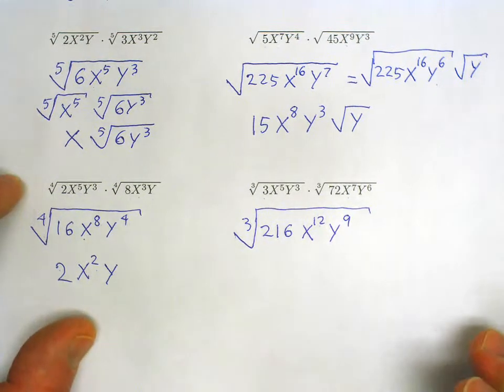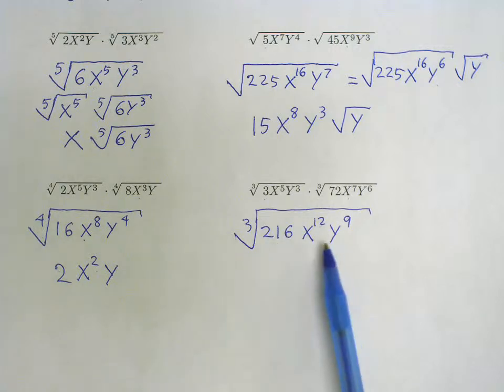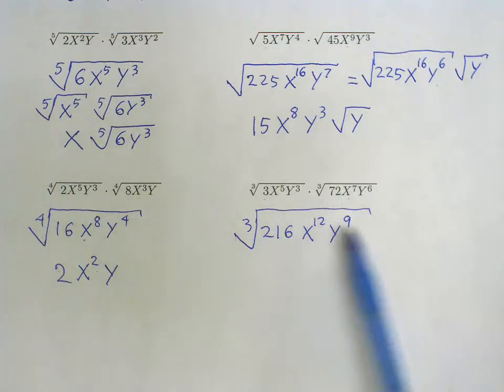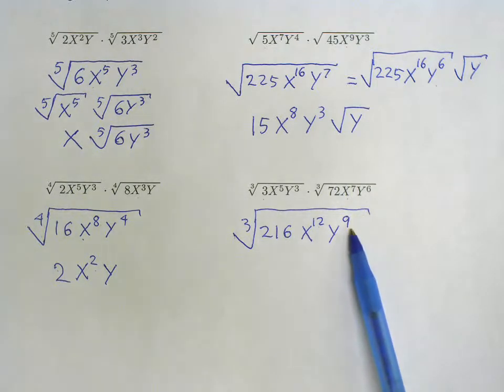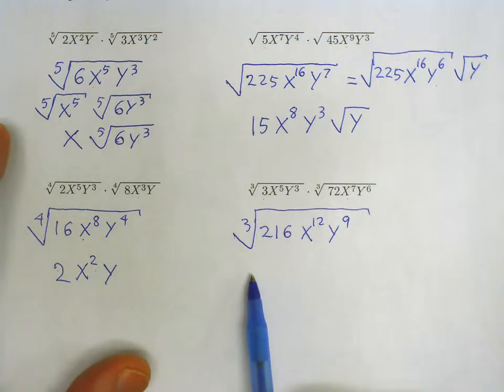Okay, this one works out pretty nicely also because 216 is a perfect cube. 6 to the 3rd power is 216. x to the 12th is a perfect cube because the exponent 12 is a multiple of the index 3. And y to the 9th is also a perfect cube because it's a multiple of 3. So we can write the simplified result in the next step.